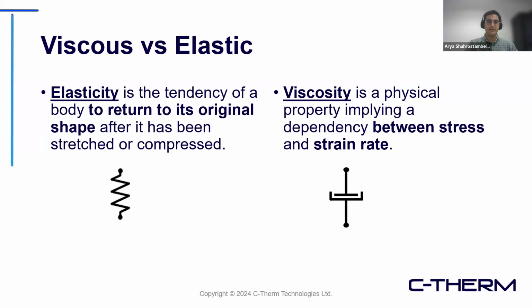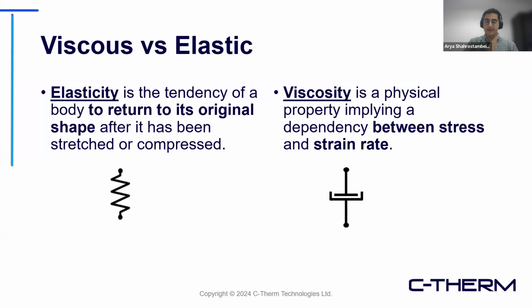So talking about viscous and elastic. Let's first understand what it means when we say viscoelasticity, and let's talk about the backbone structure of this word, which is viscous and elastic. Elasticity simply means the tendency of a body to return to its original shape after it has been stretched or compressed or by any means deformed. A very good example of that is a spring. When you hang a mass from the bottom, it moves as the force is applied.